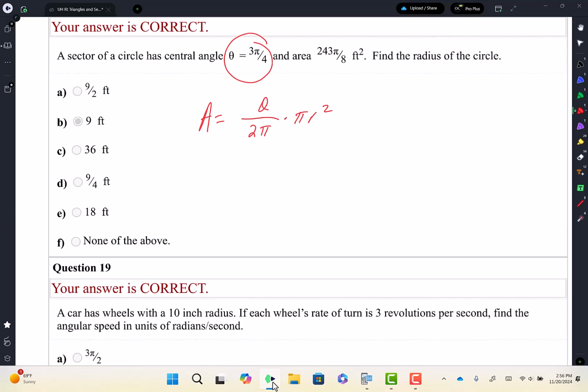So here we go. What do they want? They want me to find the radius. So I'm going to type this in first: 243 pi over 8. You see these pi's? Can I cancel them out? That way it makes life just a little simpler. Theta over 2 times r squared. So here we go, I'm going to type in 3 pi over 4 divided by 2 r squared. So catch up to here.